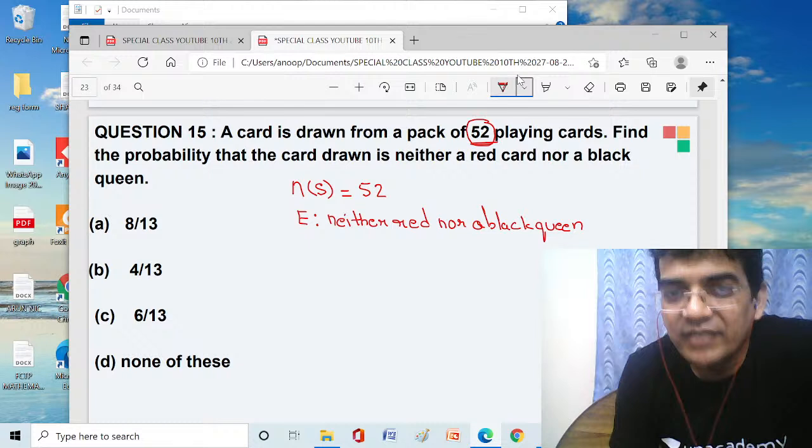Neither nor means you have to remove these cards, and then whatever will be the remaining cards, those will be known as the favorable outcomes for E. So let's see how many cards I have to remove. Neither red. Altogether you must be knowing that there are 26 red cards. So I have to remove these 26 cards. Neither means these 26 cards cannot be part of the event. Plus, nor a black queen. Now there are two black queens, so I have to remove those also. So altogether I have to remove 28 cards, because these 28 cards cannot be the favorable outcome to this event.